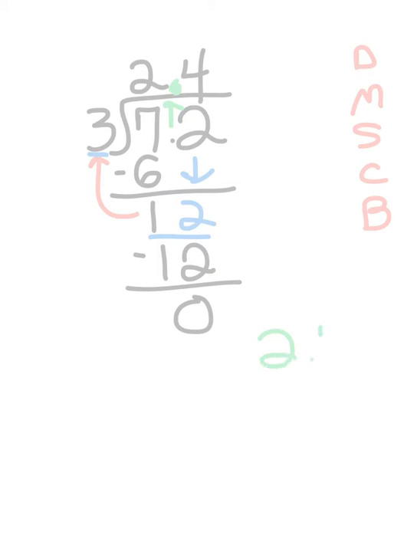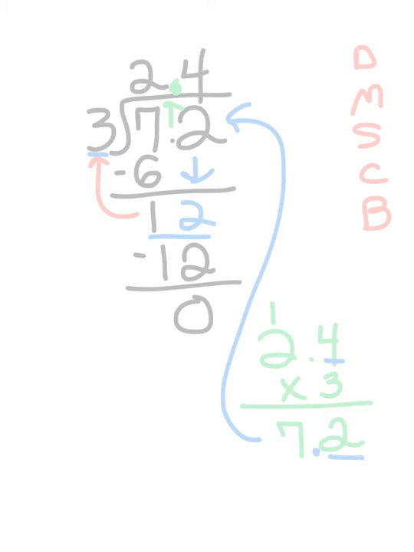To check that, 2 4/10 times our divisor, 3. 3 times 4 is 12, carry a 1. 3 times 2 is 6, plus 1 is 7. Remember, we do have a decimal place, though. We count how many decimal places are in our factors. There's only 1. So we have to have 1 in our answer. So 7 2/10, and that is what we started with.